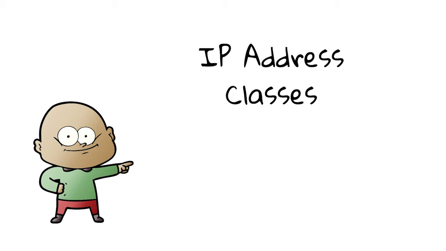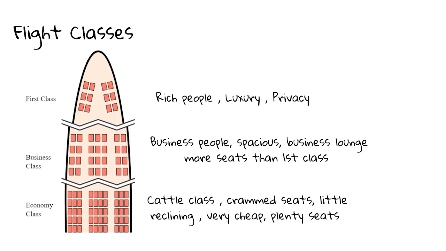The objective was that each class would be different in size and therefore meet different needs. The simplest example that I could probably come up with to help you understand this concept is the different classes you find on a commercial flight. There are about 3 classes. You've got first, business, and economy. And these classes cater for different needs.